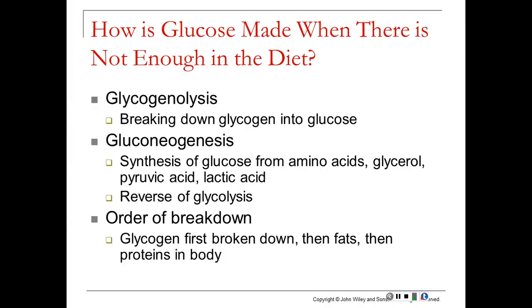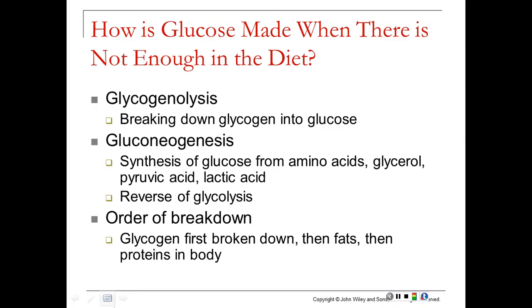Gluconeogenesis is the synthesis of glucose from amino acids, glycerol, pyruvic acid, lactic acid. It's basically the reverse of glycolysis. So your body will say, whoa, we don't have enough glucose floating around, we need to make some. Let's start breaking down our muscles, which are made of lots of protein, to get amino acids so that we can have some more glucose.